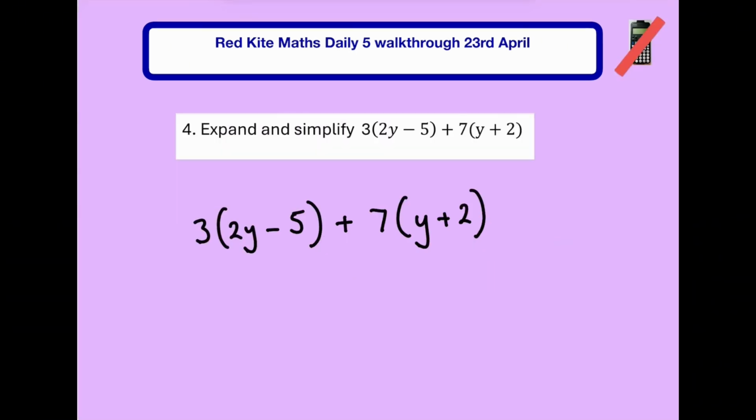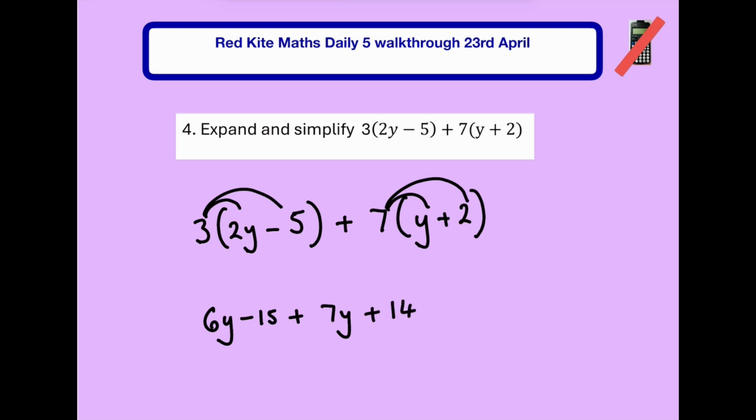Expand and simplify. So first up, I'm going to expand this first bracket. So 3 lots of 2y is 6y. And then 3 lots of minus 5 is minus 15. Then I'm going to add that to 7 lots of y is 7y. And then 7 times 2 is plus 14.